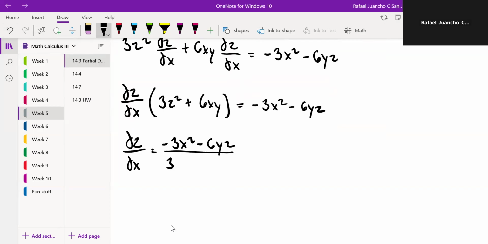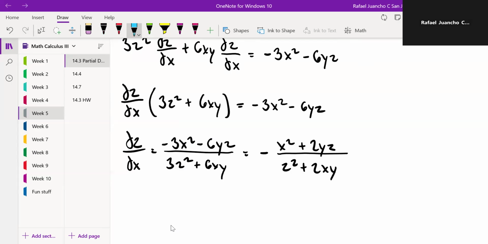Here I'm just completing the solution. I can factor out the negative, put it in front and make this a plus, and I could factor out a 3. So I get something like x squared plus 2yz, and I divide it by z squared plus 2xy. Yeah, then that's my answer.